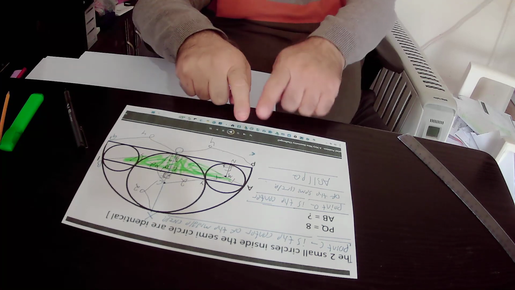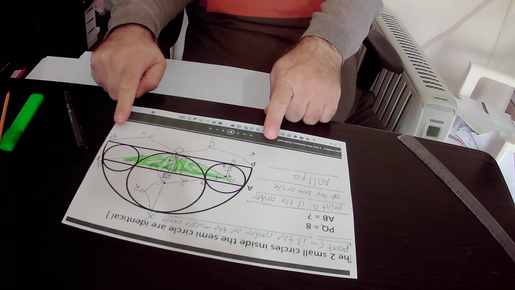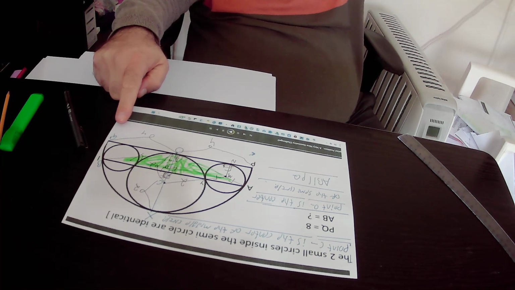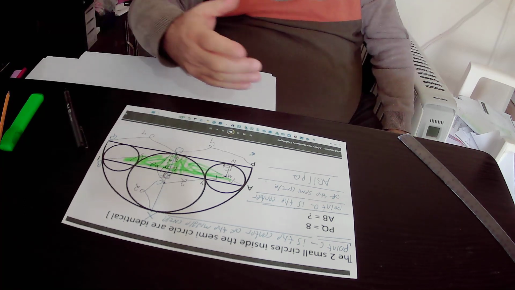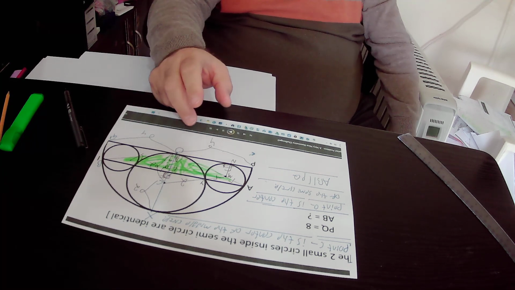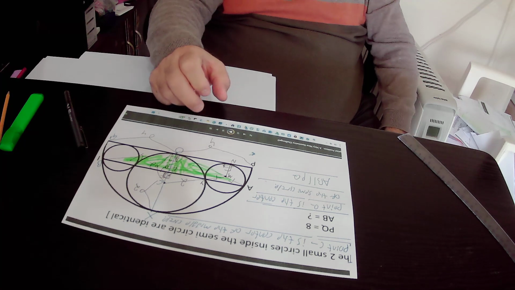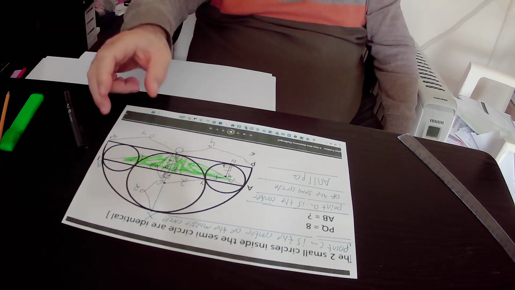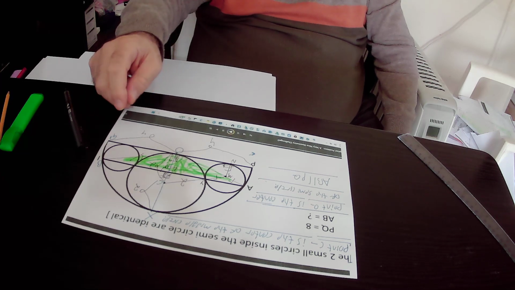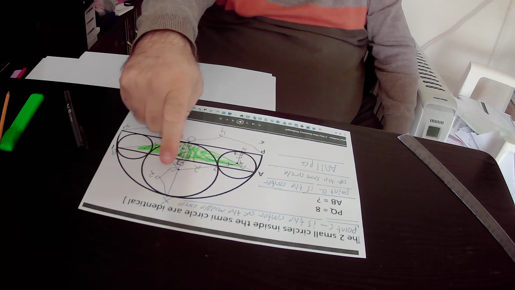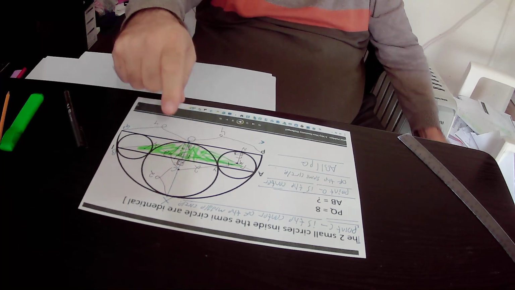We know that PQ, that is the diameter of the semicircle, is equal to 8 units, and the diameter of any circle is twice as large as the radius. Therefore, if the diameter of the semicircle equals 8 units, then the radius of this semicircle will be equal to 4 units. That is to say, PO equals 4 units, and OQ, that is the radius of the semicircle, will also equal 4 units. And OX, that is also the radius of the semicircle, will also equal 4 units.